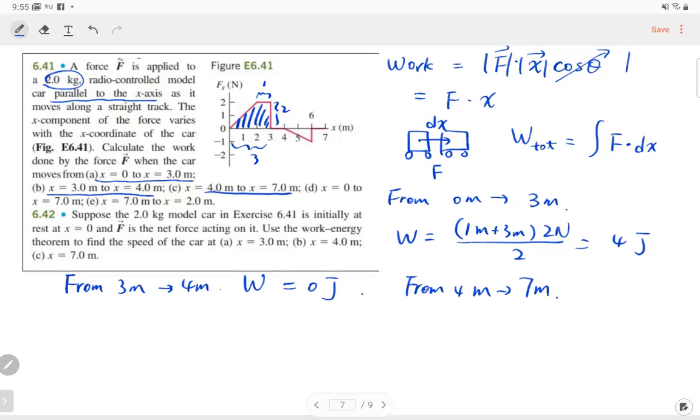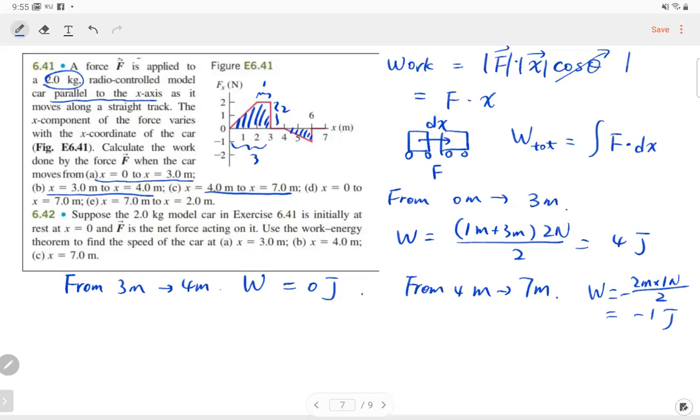we're going to calculate the area, and you find that this curve is below the x-axis, and the force is negative, which means the work is negative. So let's calculate the area of the triangle. Then we have the work equal to 2 meter times 1 newton divided by 2, and negative. So that would be -1 joule. That's the work done by the force in each segment.